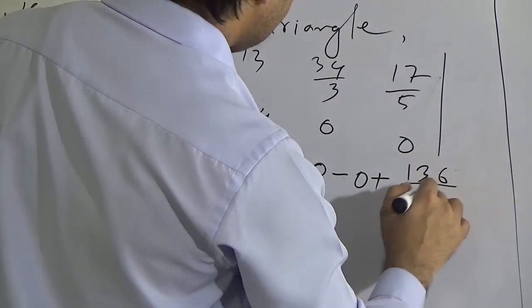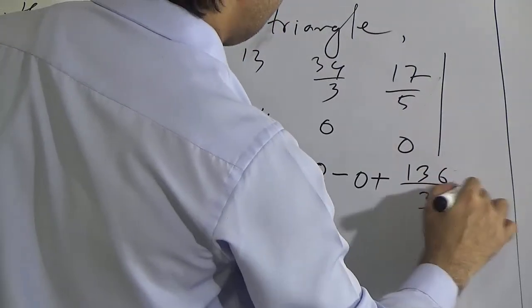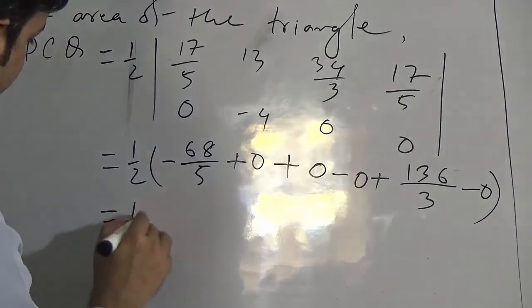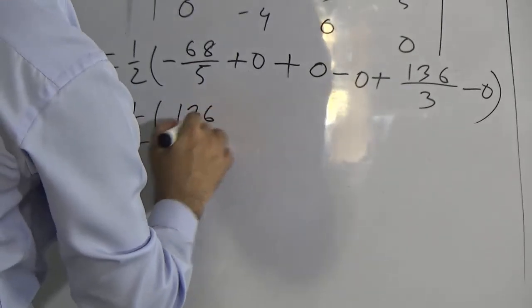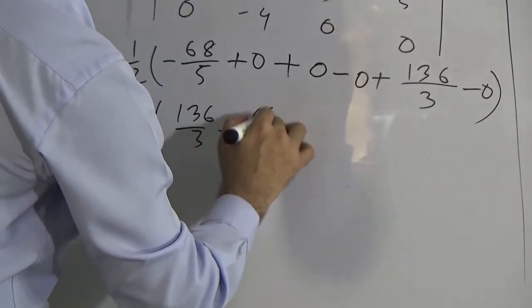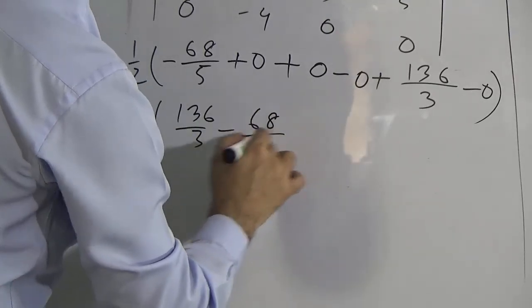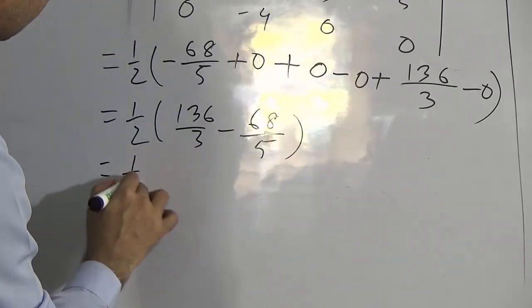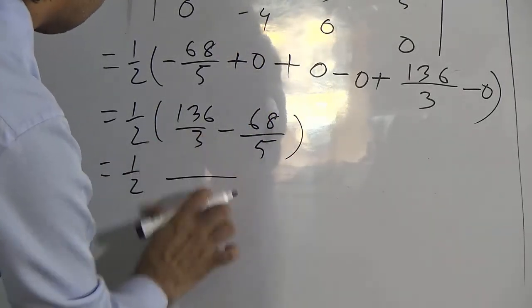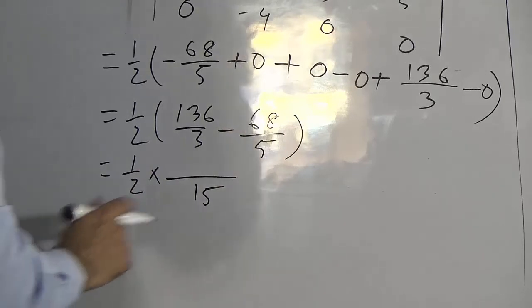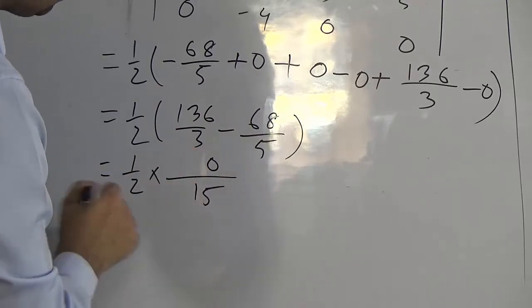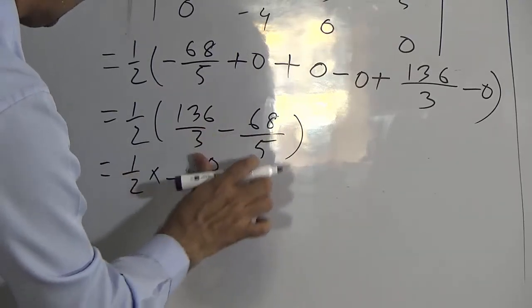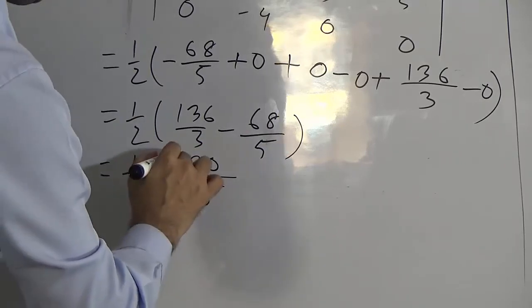4 fours are 16, 3 fours are 12, 13 by 3. Now this is 0. So if we calculate, what will we get? We will get here positive 136 by 3, minus 68 by 5. Now here is 5, so we can calculate half. The LCM will be 15. Now divide by 3, we get 5, 5 6s are 30, 5 3s are 15 and 3, 18, 8, 1 left, 5 ones are 5, 1, 6.